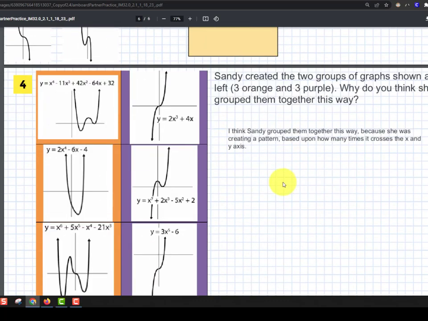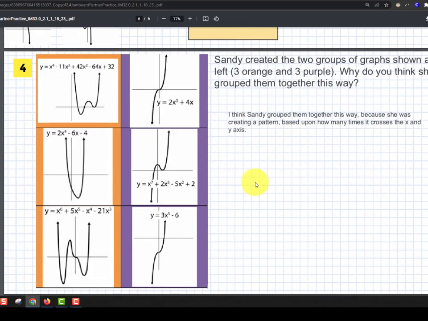Why does Sandy pick this grouping? This person wrote that there was a pattern. It's based on how many times it crosses the x-axis. So maybe this one crosses once, and then kind of bounces here. There's a once. This one has multiple times: 1, 2, 3, 4. 1, 2, 1, 2, 3, 4. Let's take a look at another.